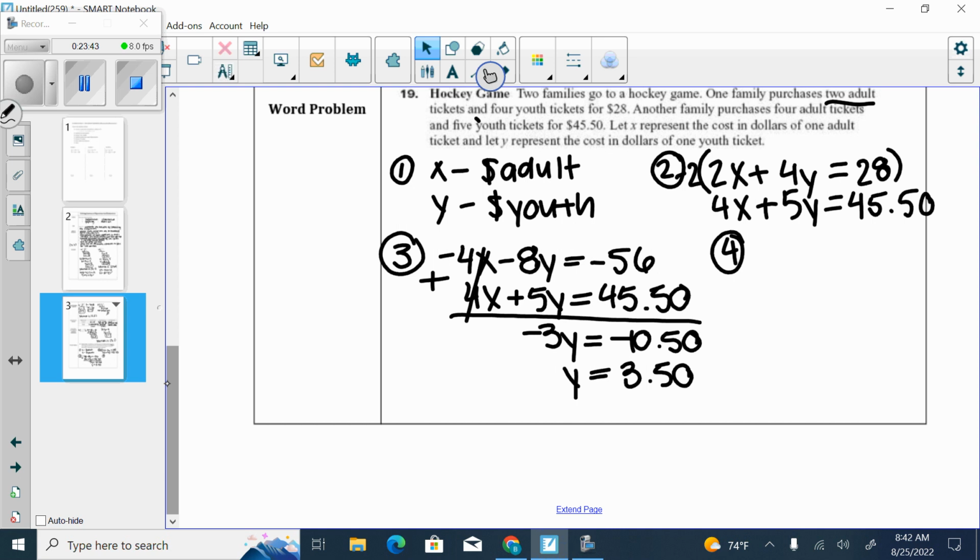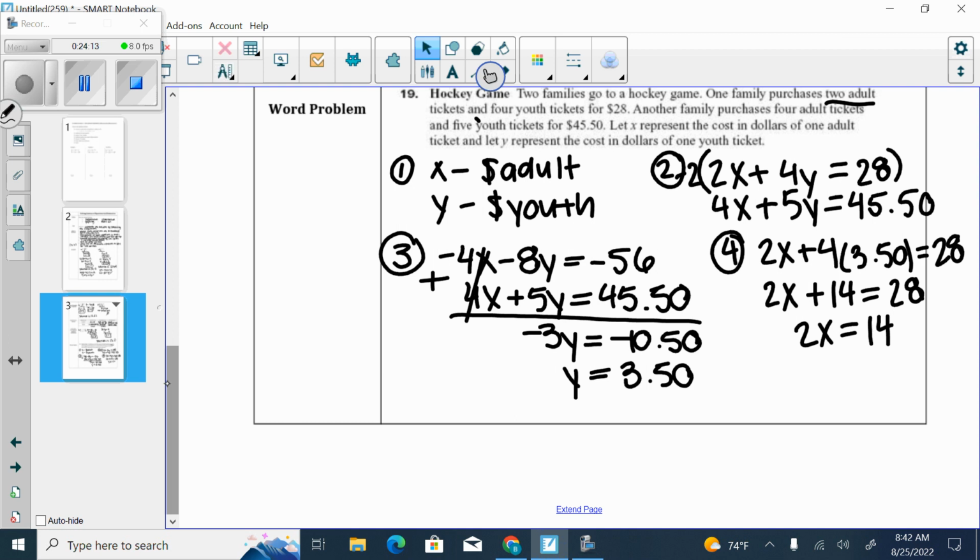So maybe we use that top equation that we had here, so I'd have 2x plus 4 times, I now know y is 3.50, equals 28. Okay, well, what is 4 times 3.50? Good. Then what should we do? Good. So we end up with x is, very good.